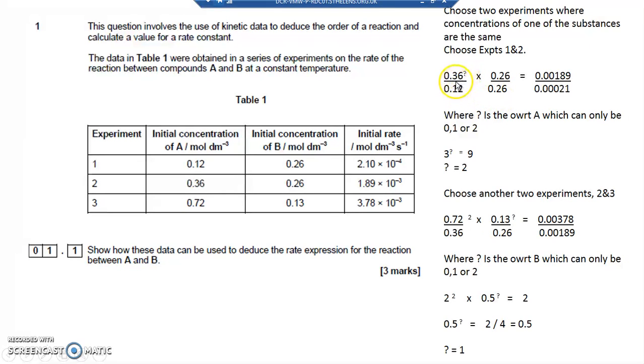0.36 to the question mark divided by 0.12. 0.36 divided by 0.12 is 3, so 3 to the question mark equals, do this calculation, 9. Now that question mark there, the order with respect to A: 3 squared equals 9. So the question mark here is a 2. 3 to the power 2 is 9, that question mark there is a 2. So rate equals the concentration of A to the power 2. These numbers here, by the way, the orders with respect to A and B, can only ever be noughts, ones or twos. So 3 squared equals 9, that's a 2.